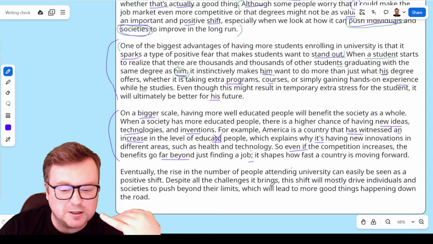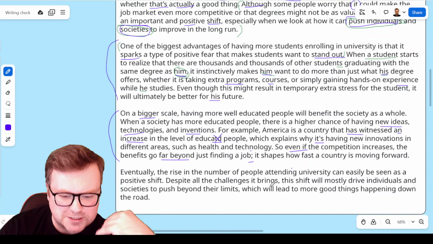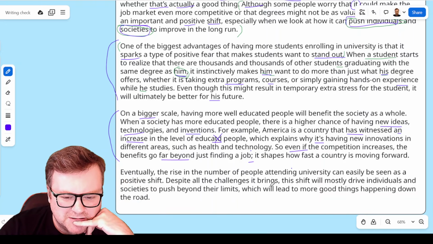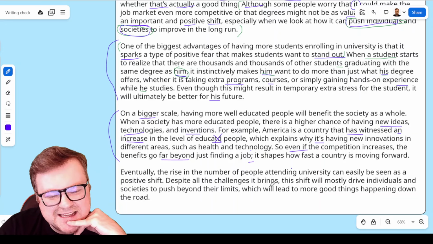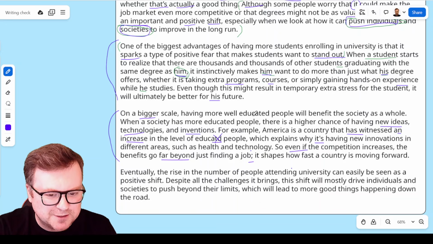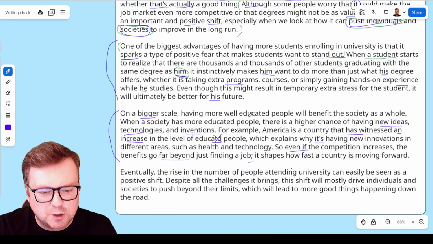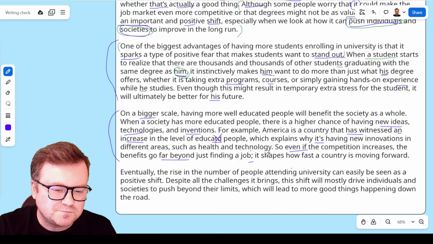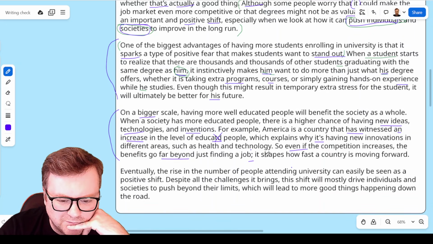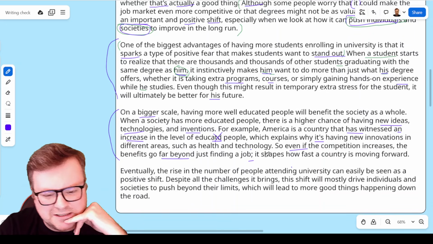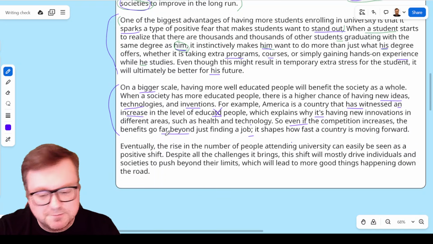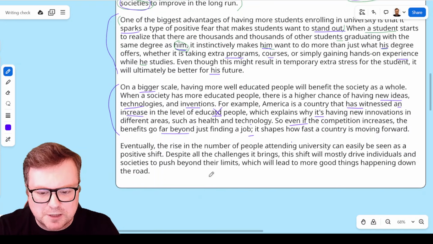Candidates just said, well, America has an increase in educated people, and that explains why it has new innovations. Health and technology. Okay, the idea is clear, but I don't find it academically persuasive that you've convinced me that more and more people going to university will result in better innovation. I agree that it does. But I just don't think it's perfectly explained in that paragraph. It's not bad. It's on topic, just not very academically persuasive.